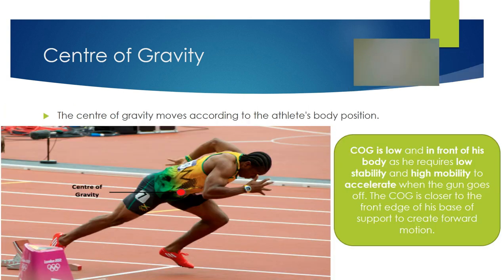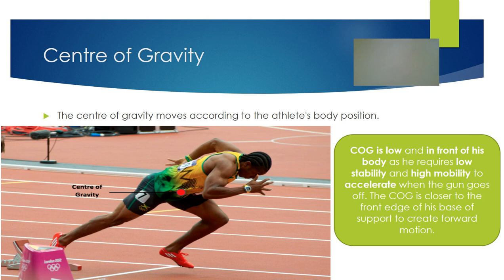Let's have a look at an athlete-specific center of gravity and how it moves. So we're going to look at the sprinter. A sprinter requires low stability and high mobility. So they need to be low and stable for that start in order to accelerate quickly. Okay, so they need high mobility. Then as soon as that gun goes, they need to be able to move quickly. And that's why a crouch start is so much more effective than a standing start.